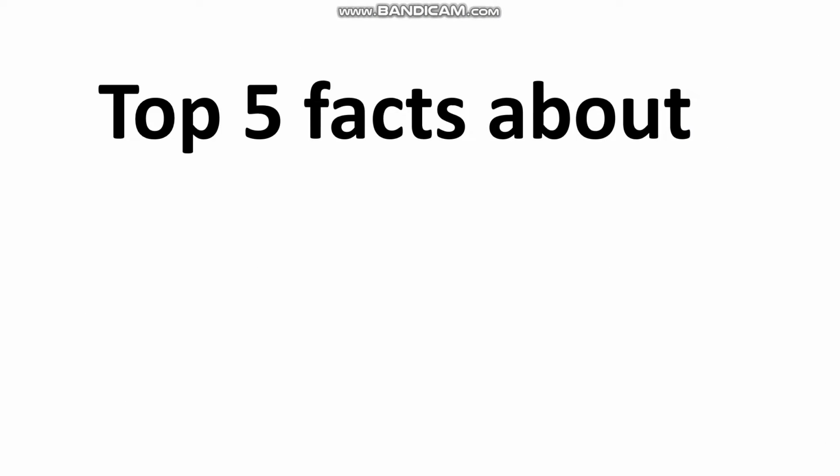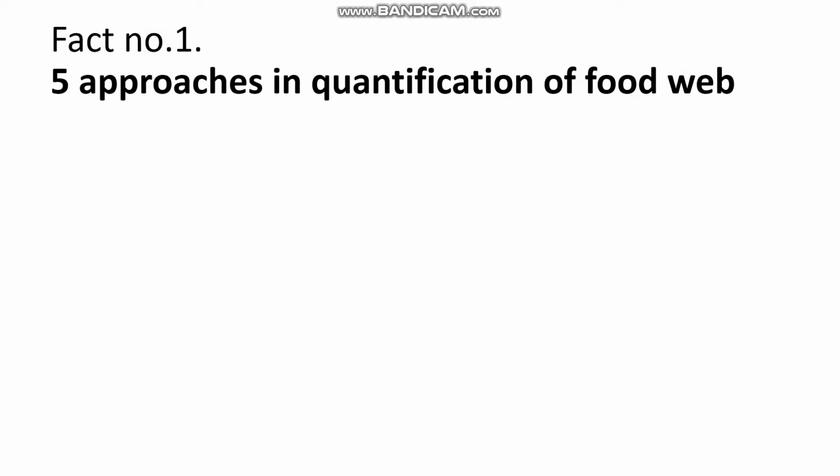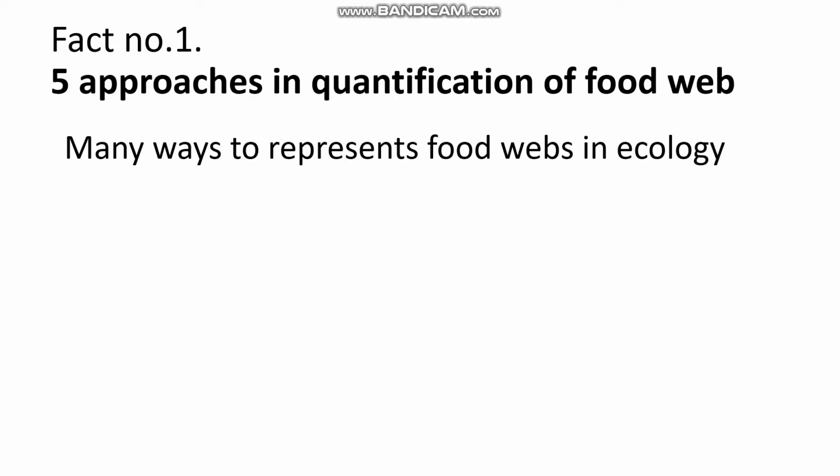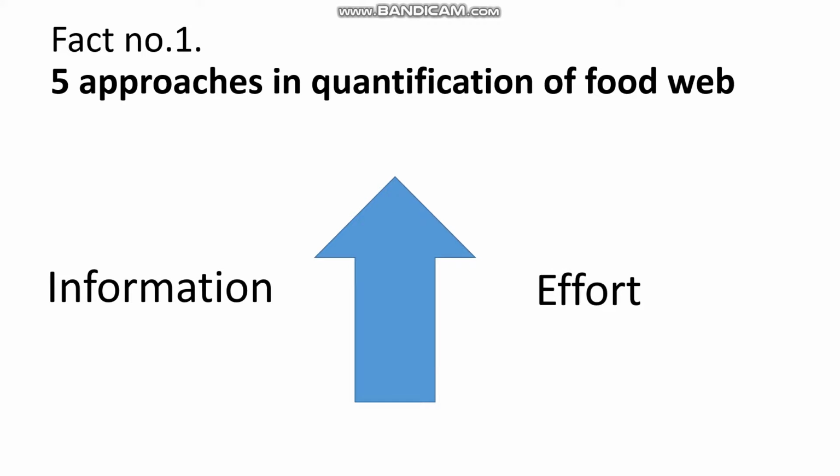And this is the top 5 facts about the article Secondary Production, Quantitative Food Webs, and Trophic Positions. Fact number 1. There are 5 approaches in quantification of food webs. Applications of secondary production are in the quantification of food webs. There are many ways to represent food webs in ecology. This article shows the relationships between 5 approaches that require increasing amounts of information and effort.